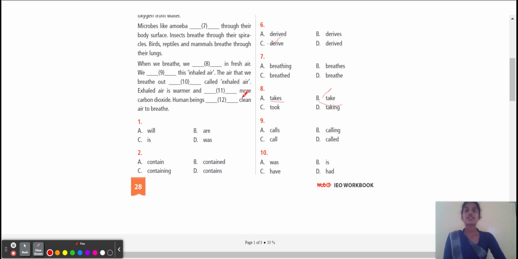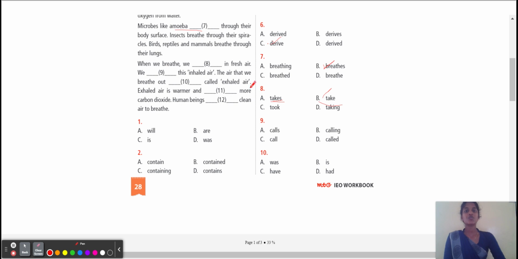Eighth question: insects breathe through their spiracles, birds, reptiles and mammals breathe through their lungs. When we breathe, we dash in fresh air. The options are take, took and taking. Here the seventh question answer, amoeba breathes, is the correct option. Why? Because amoeba is a singular thing, so we can put the answer as breathes.